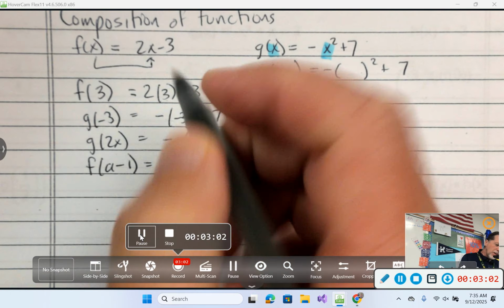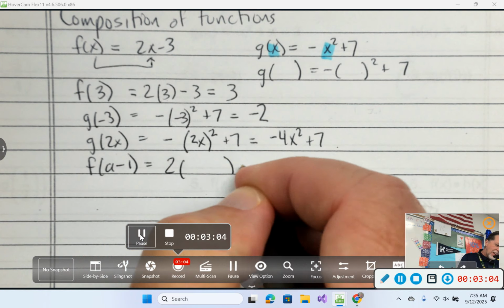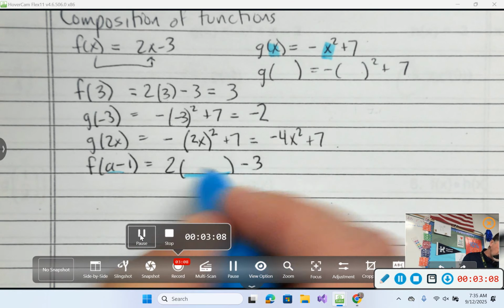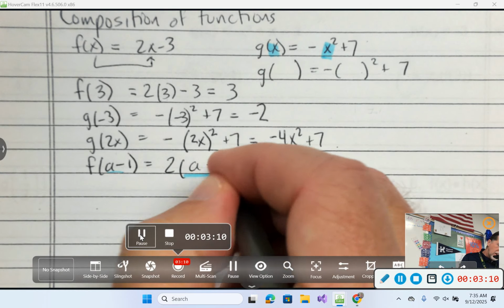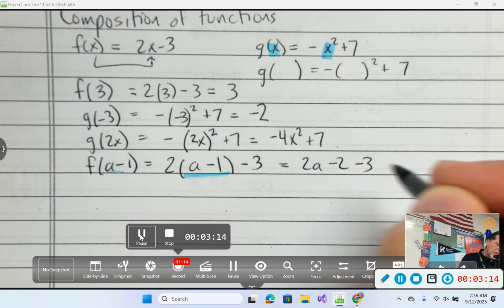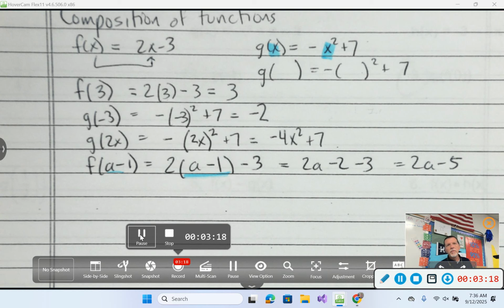f of a minus 1, so I'll plug in a minus 1, right? Whatever's in parentheses goes in on the other side. So that would be 2a minus 2 minus 3, 2a minus 5. I hope you got all those right, because you need to be able to do that for what we're going to do today.